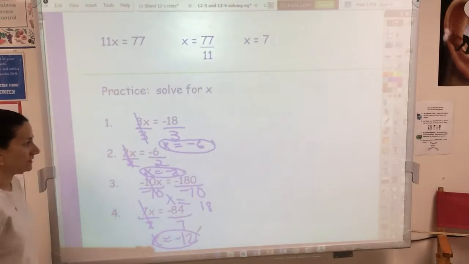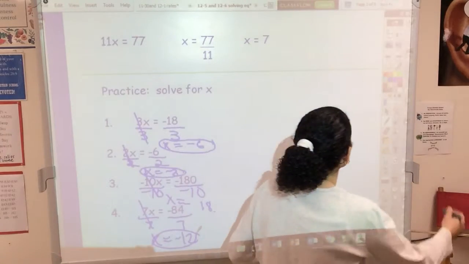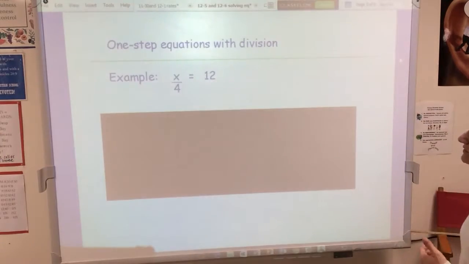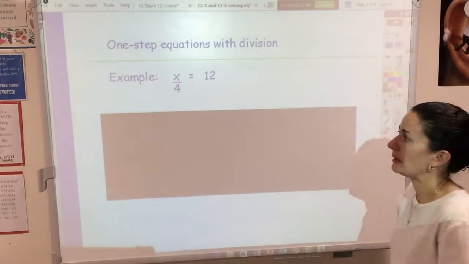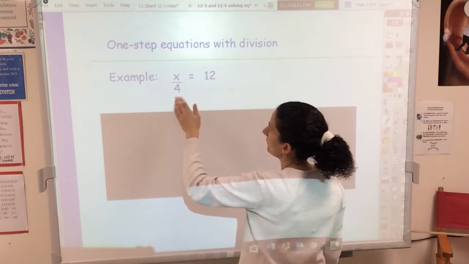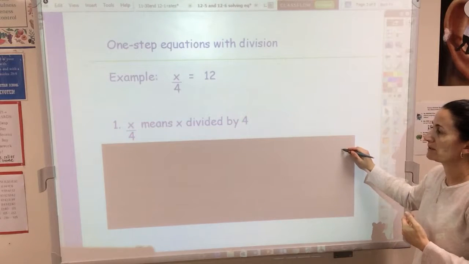Okay, so hopefully you did well on those. Make sure you bring these examples to class tomorrow. Let's look at a division example. Here's a one-step equation with division. Remember, the little fraction bar means divide. We're going to, again, use the same 3 steps.